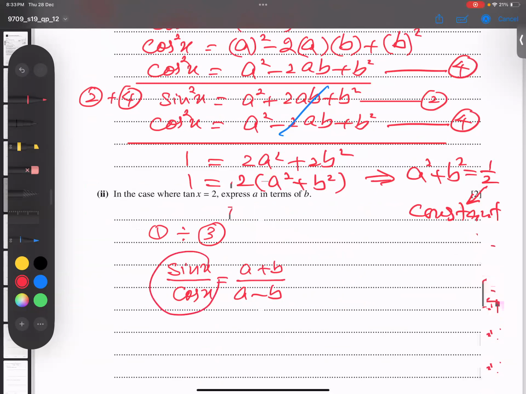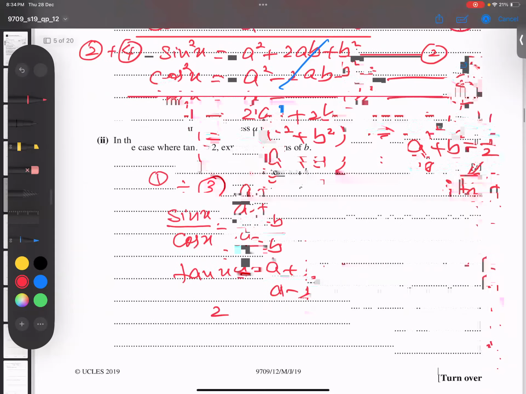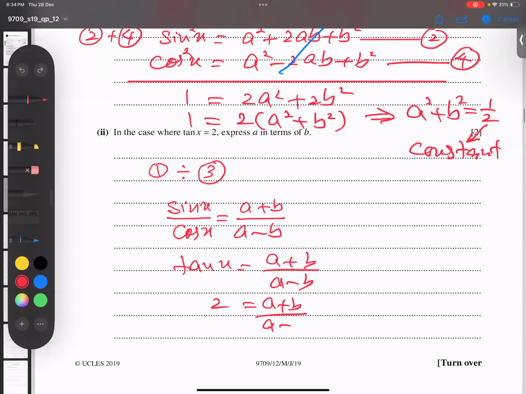So what is this? Sine over cos gives you tan x, all of you are familiar. And a plus b, a minus b as it is. You can see tan x is given how much? 2. So I'm writing 2 equals a plus b by a minus b. Now cross multiply. This will multiply the left hand side. I got 2a minus 2b equal to a plus b.